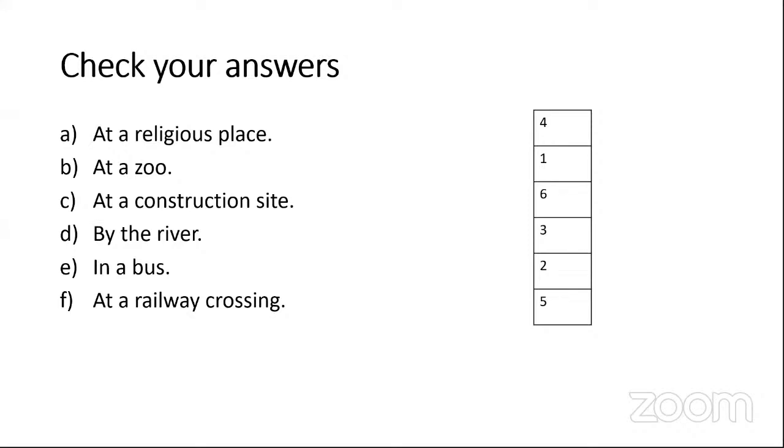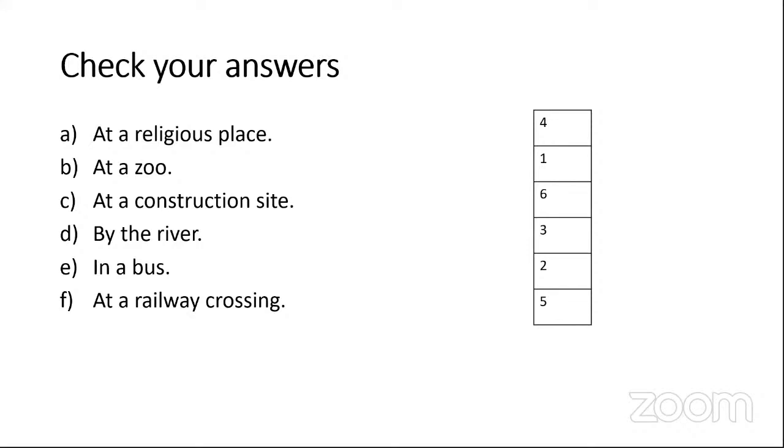Number 3. In a bus. If you have traveled by a bus, it is very common for you to see this symbol, disabled people. It means reserved for disabled. People who are with disabilities, we reserve those seats for people like that. So in a bus, this sign is possible to see. The answer is 2.